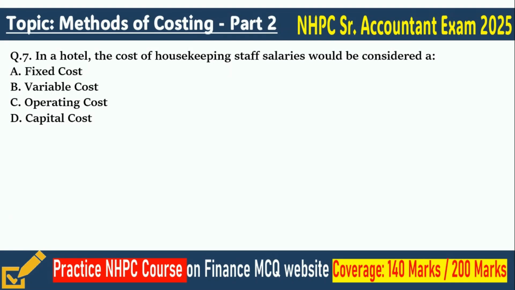In a hotel, the cost of housekeeping staff salaries would be considered as: Option A, fixed cost. Option B, variable cost.